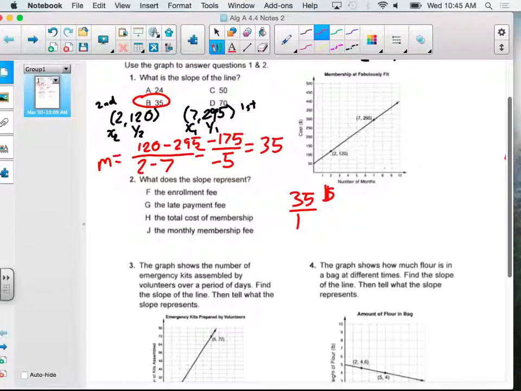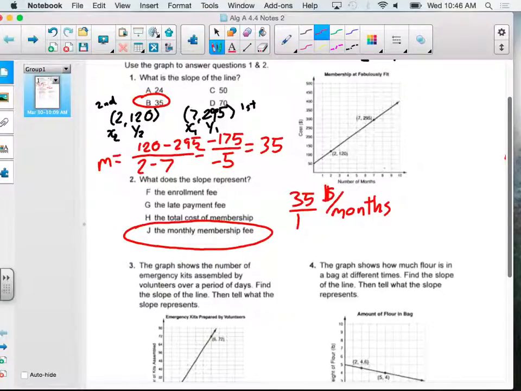What is the label for the x's, which is the bottom, the run? The change in x's is downstairs. What's the label for the x's? Months. So what did we just find? We found out that it is what? It's $35 per month. So which of those do you think that is? J, the monthly membership fee.